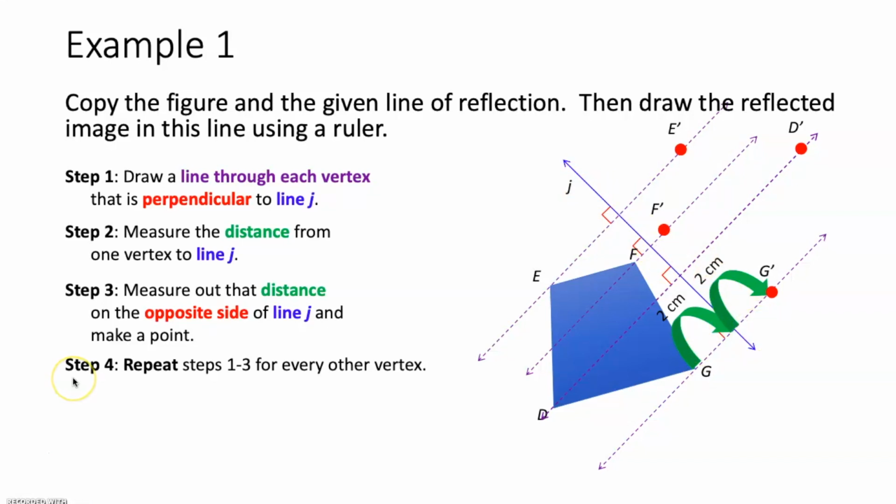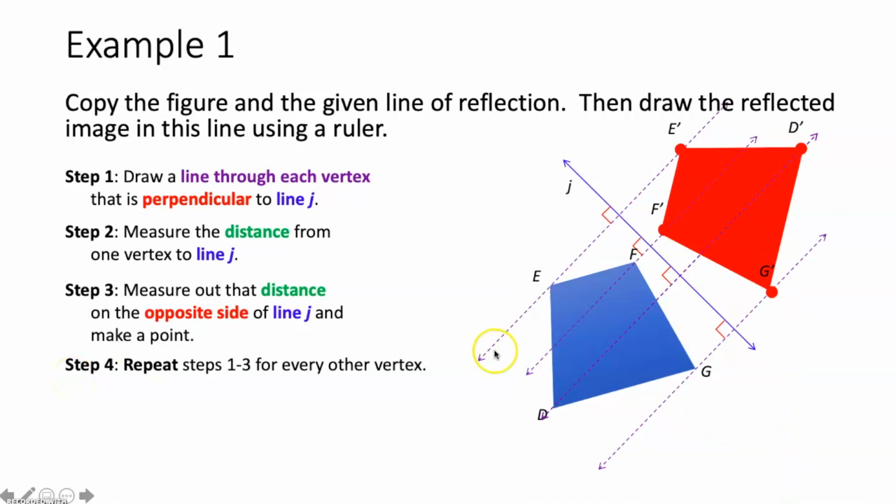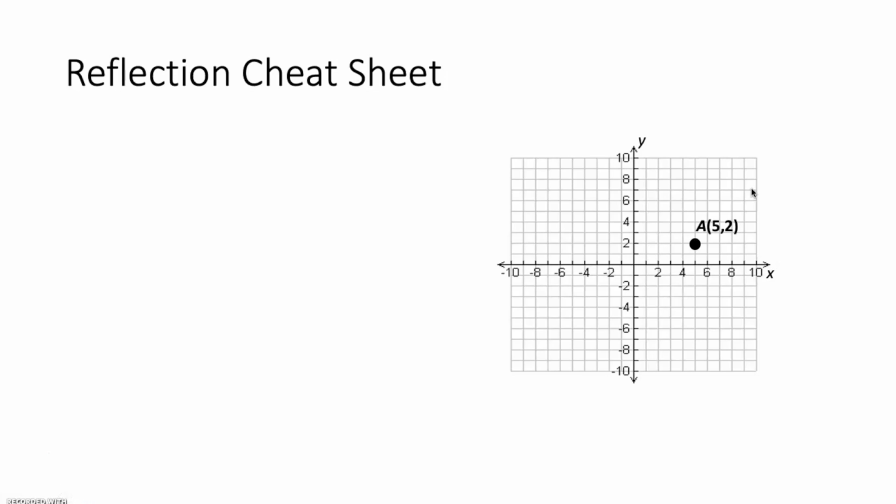All that's left now is to connect the dots, and we see that our image of trapezoid DEFG after it's been reflected over line J or in line J is this red trapezoid over here. Trapezoid D prime, E prime, F prime, G prime. So this is our pre-image, this is our image. Now let's talk about some reflection cheat codes. So there are several that I need you to remember.